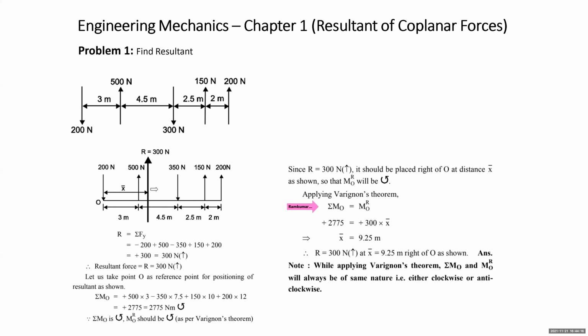You don't need to change the position of the resultant. You have just shown it upward, you have shown it right of O, anywhere, that is perfect. Is it clear to everybody? So make sure that you don't change the position of the resultant in the diagram. Also, I have written this important point while applying Varignon's theorem: sigma MO and the moment of the resultant about O will always be of the same nature, either clockwise or anti-clockwise. So this way we have placed the resultant.